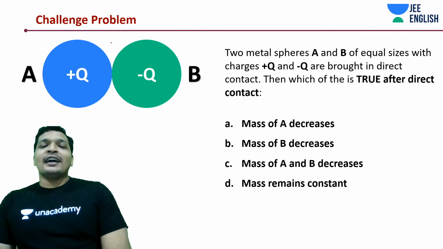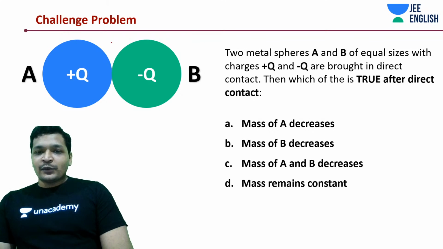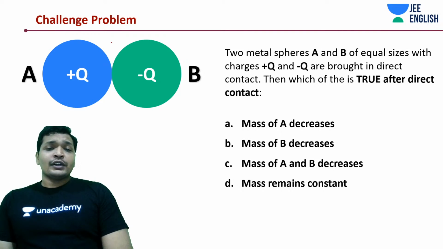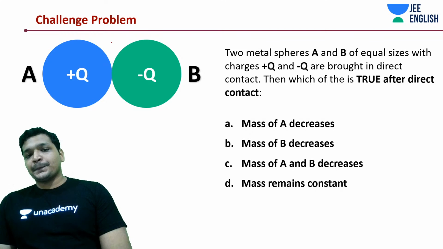It's an interesting one. There are two metal spheres of equal sizes with charges plus Q and minus Q, and they are brought in direct contact. Then which of the following is true after direct contact?